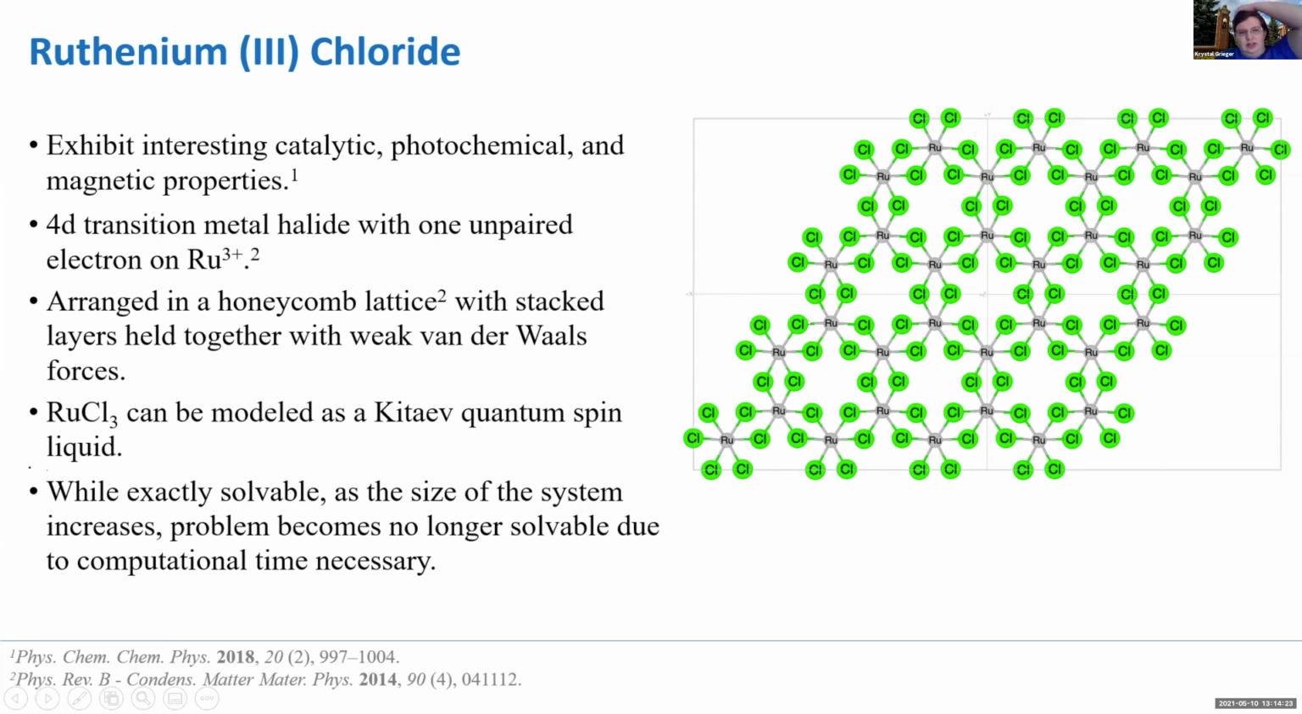It's arranged in this nice honeycomb lattice, and the interlayers are stacked with weak van der Waals forces, which allows them to be cleaved into thinner layers. It can be modeled as a Kitaev quantum spin liquid, which allows it to be exactly solvable. However, as the size of the system increases, the number of spins increases, and the problem no longer becomes solvable due to the computational time that's necessary.